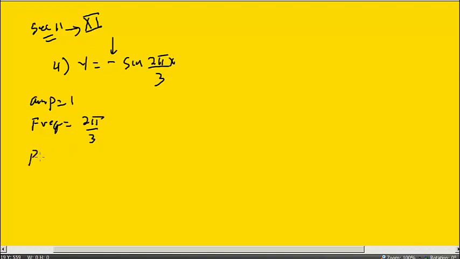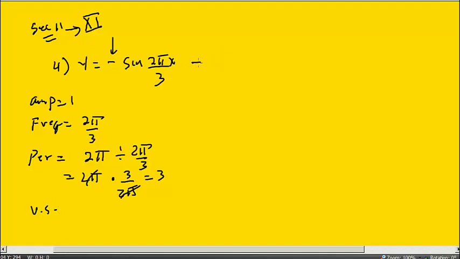So that tells me what my period is. My period is 2 pi divided by 2 pi over 3. So this is the same thing as 2 pi multiplied by 3 over 2 pi. So they cancel out. My period is 3. Alright. So do I have any vertical shift? I don't have anything attached at the end right there. So none. Do I have any horizontal shift, or phase shift? I don't have anything attached to the x. So that's none.